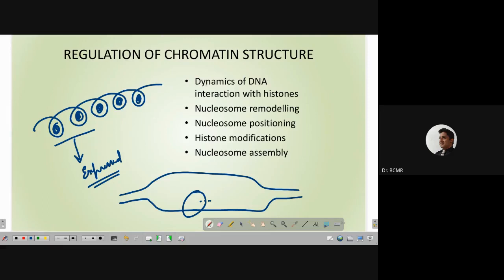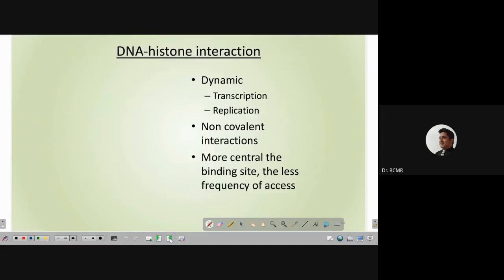So the organization should be much more dynamic. It should be vulnerable. It should be able to open up and close up right after transcription is done. So we'll have a quick discussion on that now. The interactions or the organization should be dynamic, because transcription should happen and also replication should happen. And the majority of the interactions that you see here are usually non-covalent interactions.